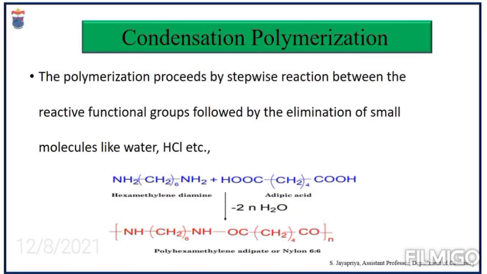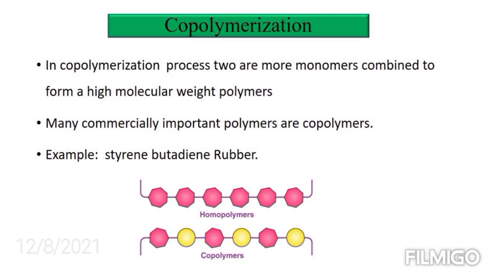The next one is condensation or step growth polymerization. The polymerization proceeds by stepwise reaction between the reactive functional groups, followed by the elimination of small molecules like water, HCl, SO2, carbon dioxide, etc. Example: hexamethylene diamine reacts with adipic acid. It gives polyhexamethylene adipamide or nylon 6,6. Bakelite and polyester are also prepared by this method. In the copolymerization process, two or more monomers combine to form a high molecular weight polymer. Many commercially important polymers are copolymers. Example: styrene butadiene rubber.